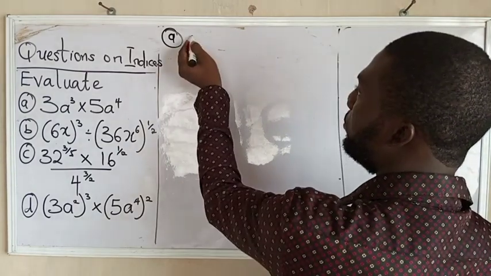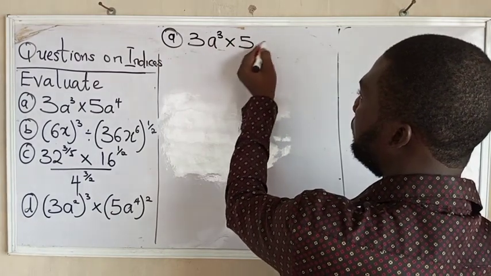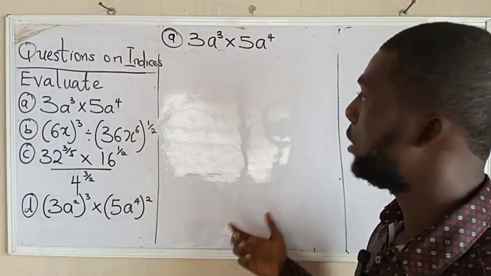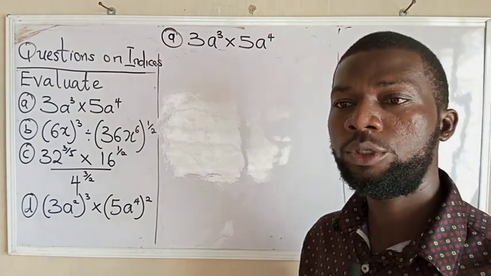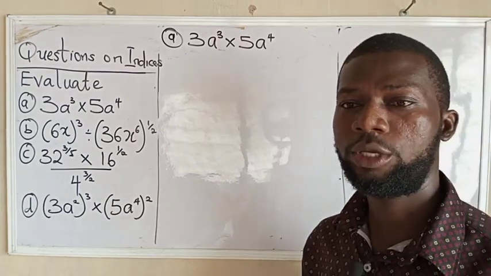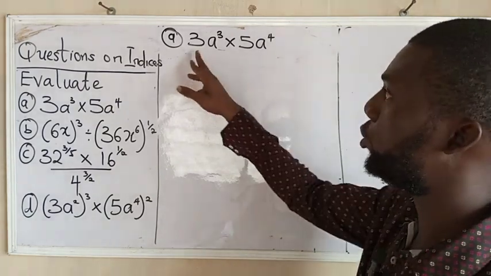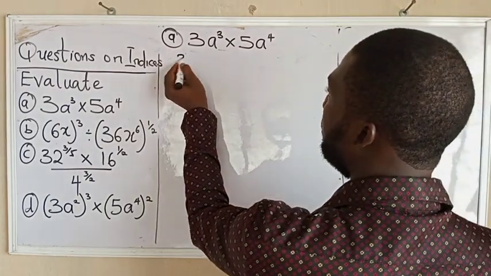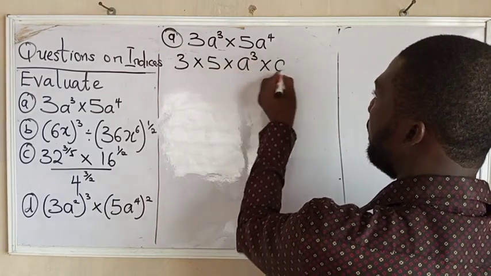A, 3a raised to power 3 times 5a raised to power 4. How do we go about this? It's very easy and simple. The rule here is this: make sure you separate numbers from letters. That is, in this kind of situation, in order for you to have a clear path on solving this question, you need to separate numbers from letters. So I can as well say that this is 3 times 5 times a raised to power 3 times a raised to power 4.